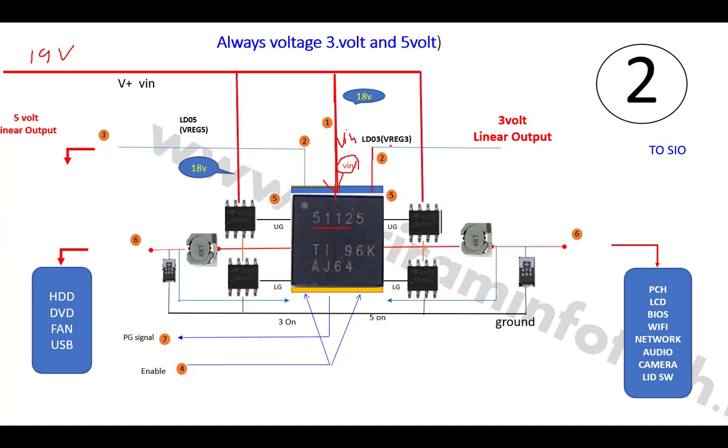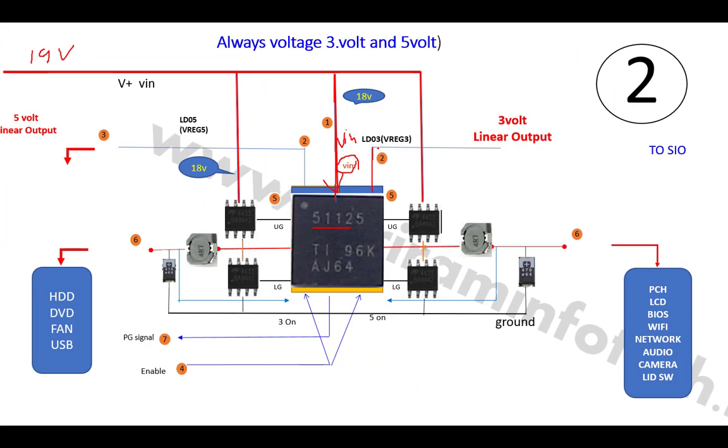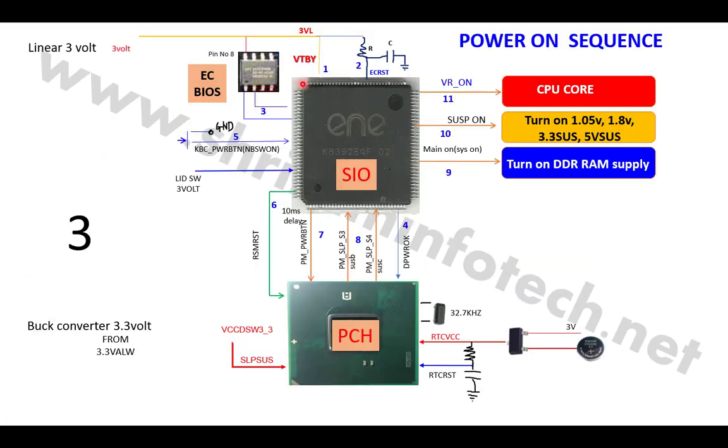It is called VRG3, this pin. The 3 volt coming out from this 3 volt and 5 volt chip goes to the SIO at its V standby pin. So this 3 volt coming from the 3 volt and 5 volt section is the linear voltage, and this linear voltage enters the V standby pin.